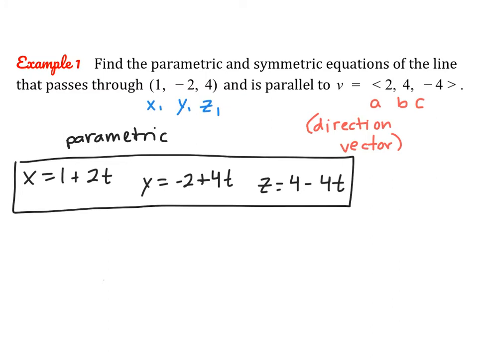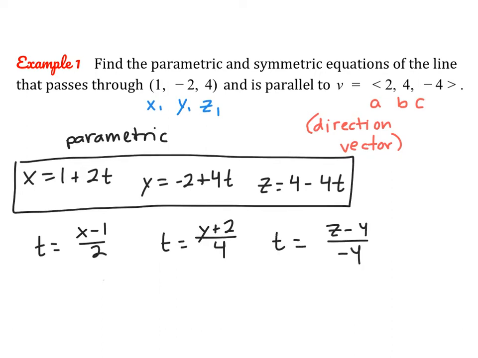So I'm going to go through and solve each one for t. So here t is going to be (x minus 1) over 2. For our second one, t is going to be (y plus 2) over 4. And here t is going to be (z minus 4) over negative 4. And since they are all equal to t, they are all equal to each other. So we can write it as our set of symmetric equations. There you go.